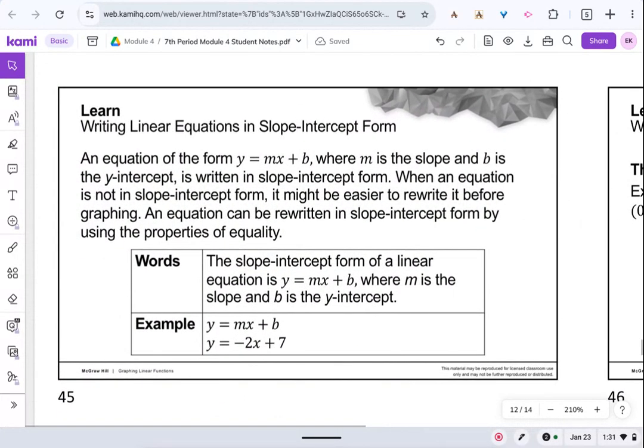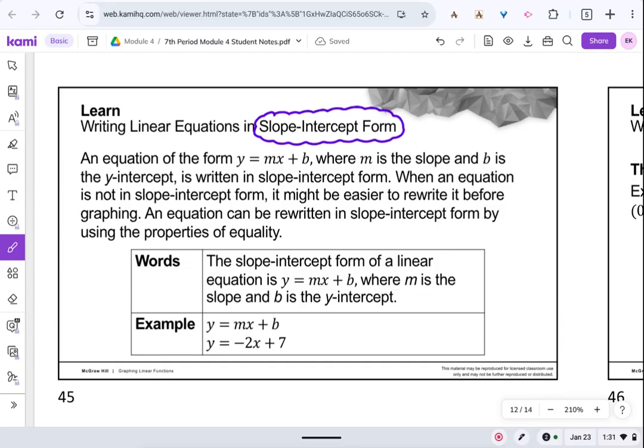All right, so looking at slide 45, this is where a lot of our main ideas are going to come from for today. So we do need to know the vocabulary. Slope-intercept form, okay? Slope-intercept form is this equation right here. So we need to know that as well. Y equals mx plus b. Now, m is going to be our slope value, and b is something called the y-intercept, okay?